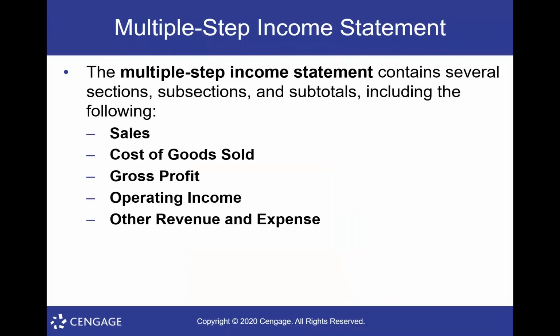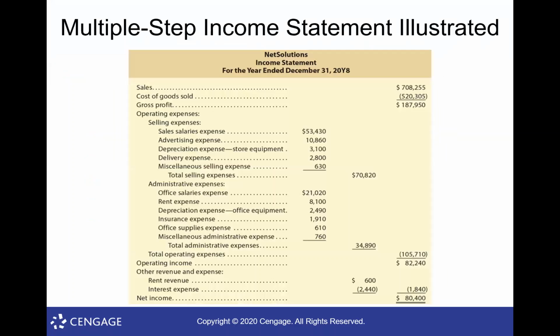Multiple step income statement is something that's going to be new-ish. You've seen income statements before. The multiple steps just going to have these additional lines. It's going to have sales revenue, like I mentioned before, cost of goods sold, the new expense, gross profit, which is the difference between the revenue and the cost of goods sold, and then operating income and these other revenues and expenses.